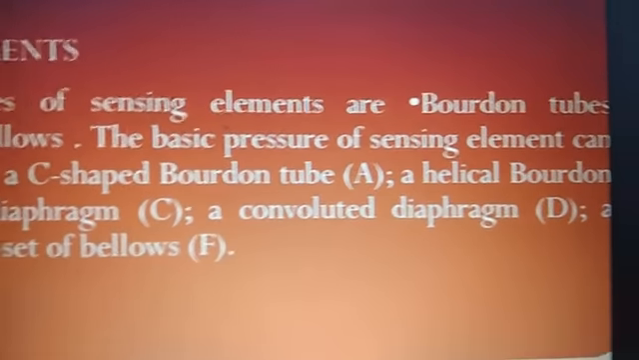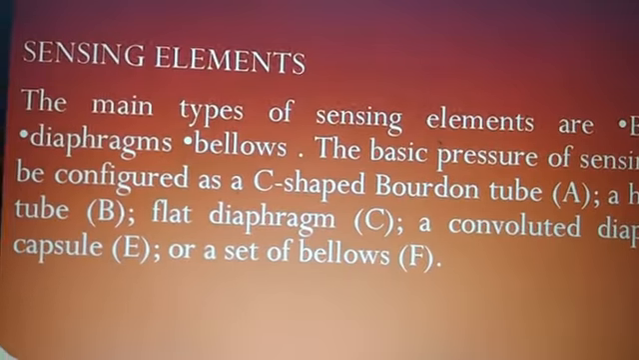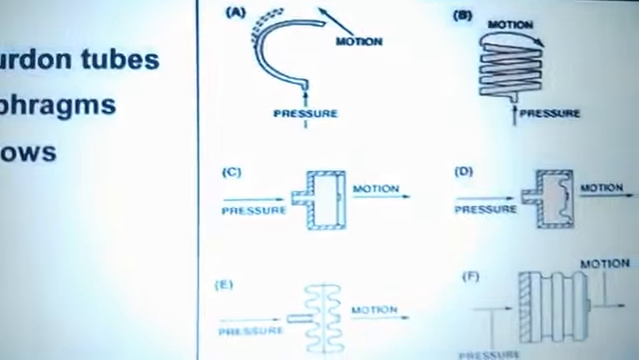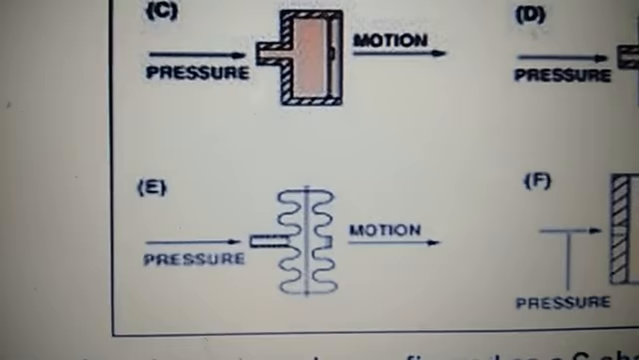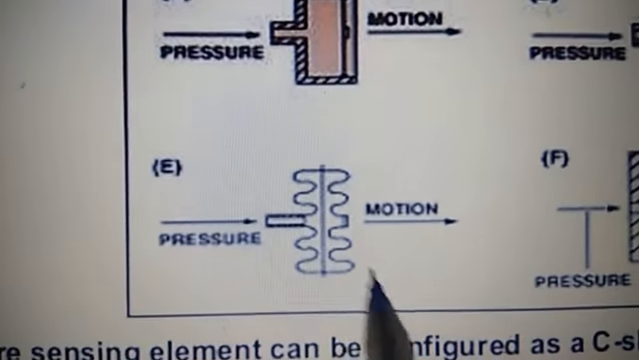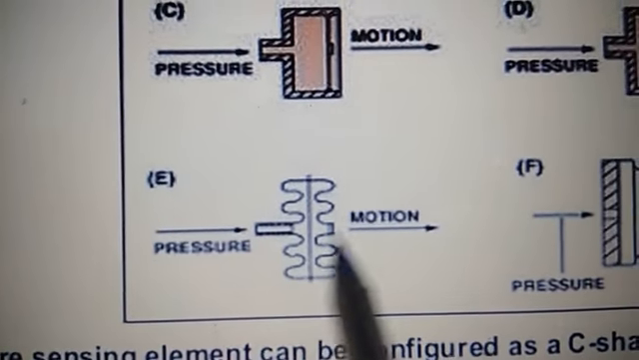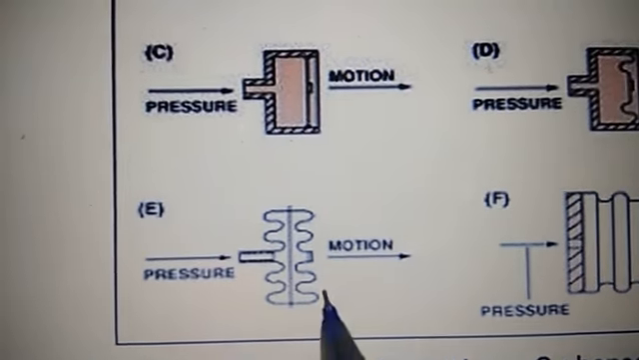Then figure E is the capsule. You can see this figure E. This is called a capsule. Pressure is applied and the motion of this capsule will be there.